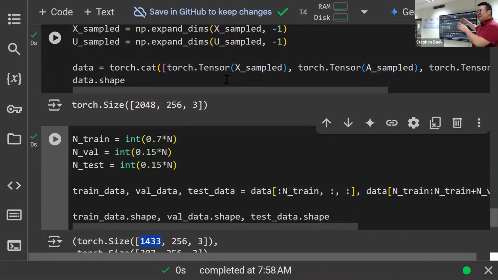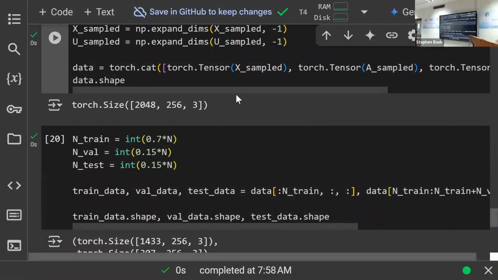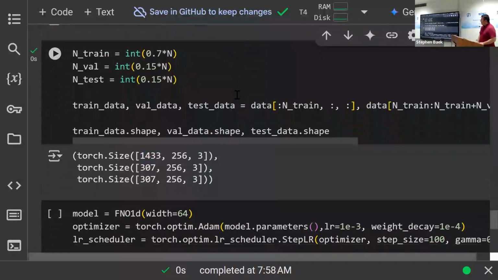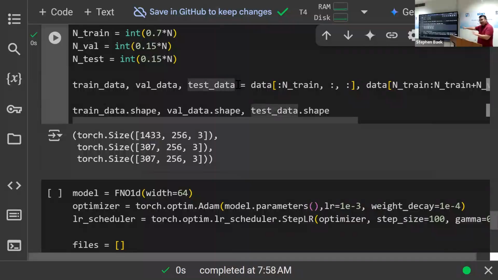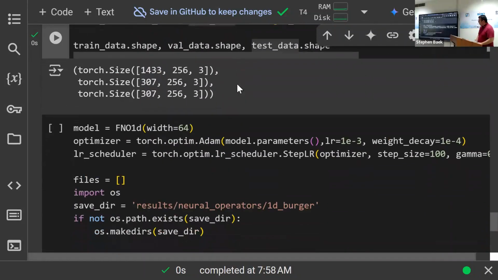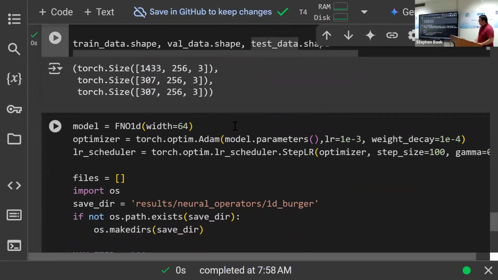Told you, pay attention. We're dividing the one-dimensional space into 256 grid points. Just told you like 30 seconds ago. Loss function we're going to define. So bear with me. We're not there yet.